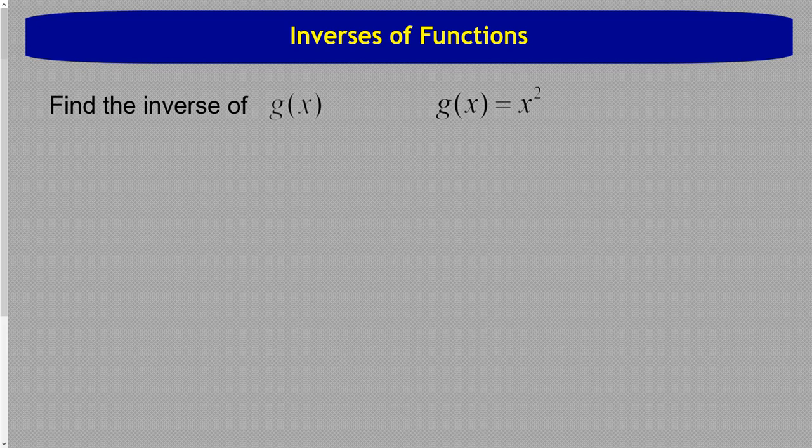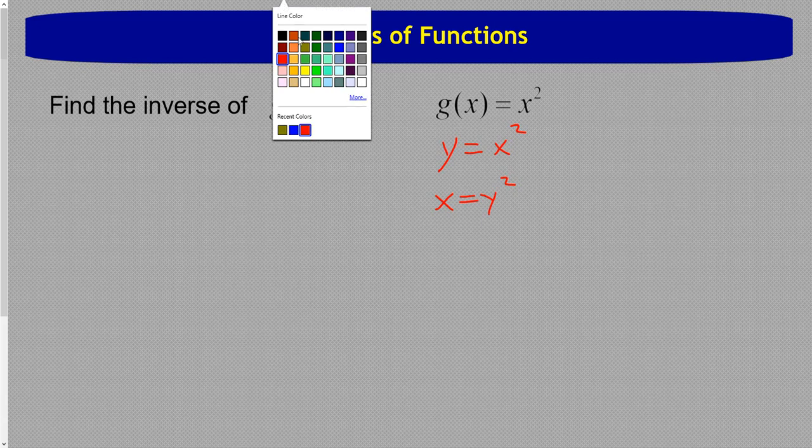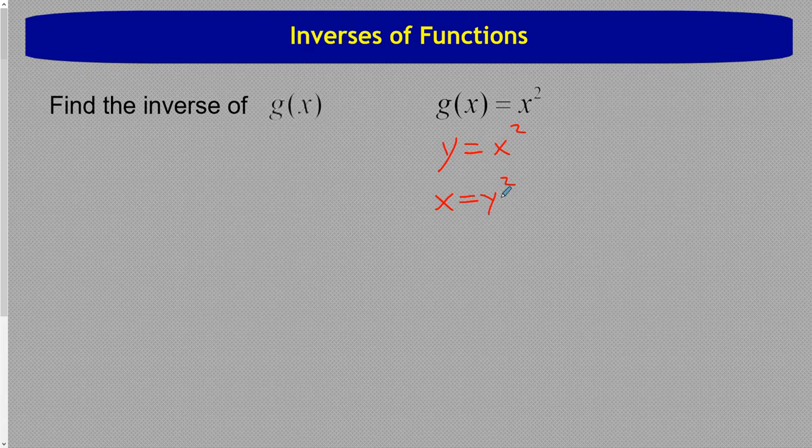Let's find the inverse of a nonlinear function. So let's call this y is equal to x squared. I'm going to swap x and y, right? But now I want to get y by itself. So how do I undo squaring something? You got to take the square root of it. So the square root of x is equal to y. So the inverse of g of x is equal to the square root of x.